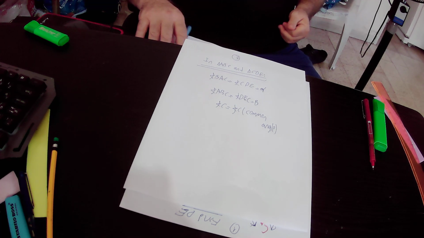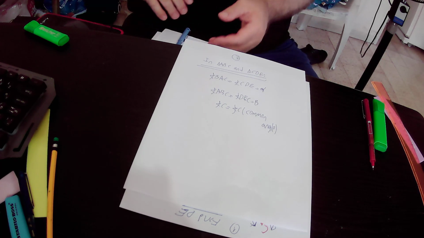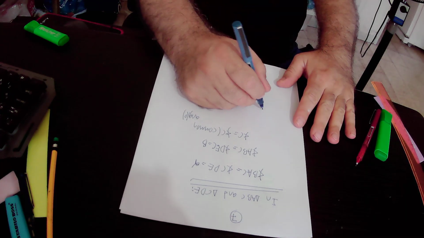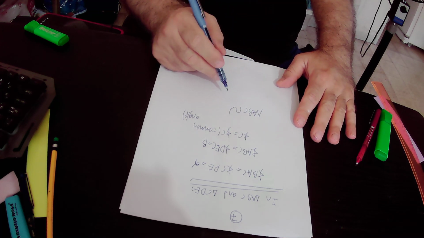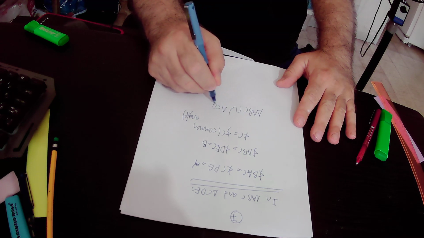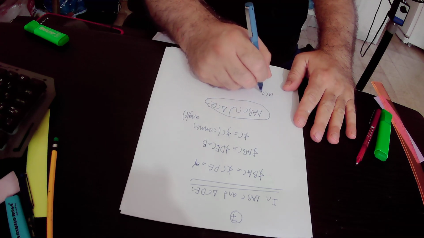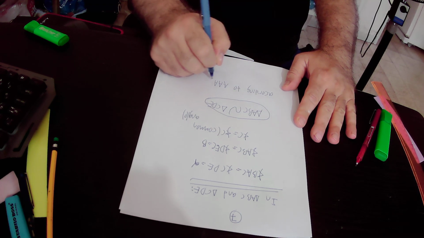So we actually proved that the three angles of triangle ABC are equal to the three angles of triangle CDE. Therefore, we proved that triangle ABC is similar to triangle CDE according to the angle similarity rule. So I will write it down. We actually proved that the big triangle, triangle ABC, is similar to triangle CDE according to angle similarity rule.